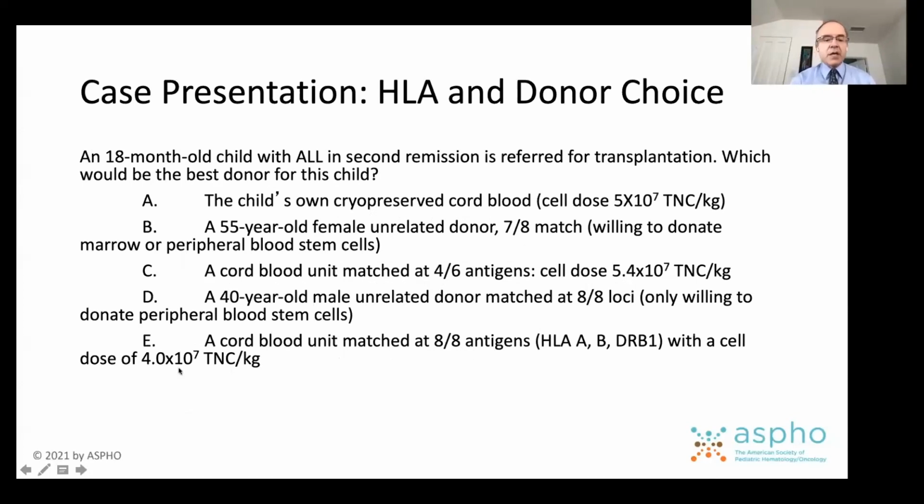Well, the answer here is E. Let's tell you why. The child's cord blood, you never would want to do an autologous transplant for an ALL patient. The female donors who are older and mismatched, much less willing to use that one. You've got 2 cord bloods here that you're thinking about, but one has a bunch of mismatches, the other has full match, and therefore it's going to give you a better outcome. And then here you've got a good match, but they're only willing to give you PBSCs when it's really in pediatric transplantation. We really don't like to give unrelated donor PBSCs.